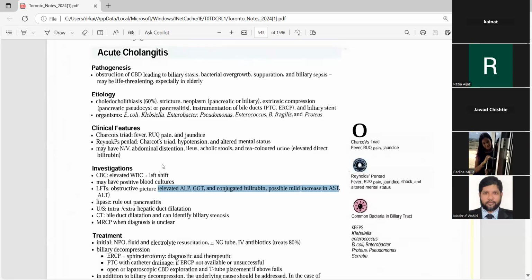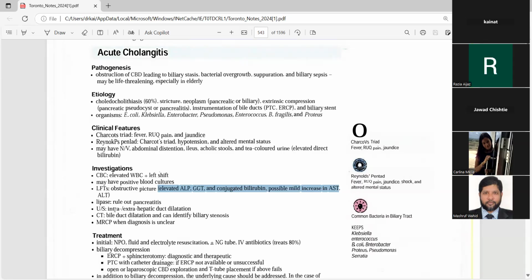So in this case, what is going on? The ALP, GGT, bilirubin, everything is increased. So that's why when we are sending the tests, we do everything. But when you are going to write in the exam, it's just one thing.